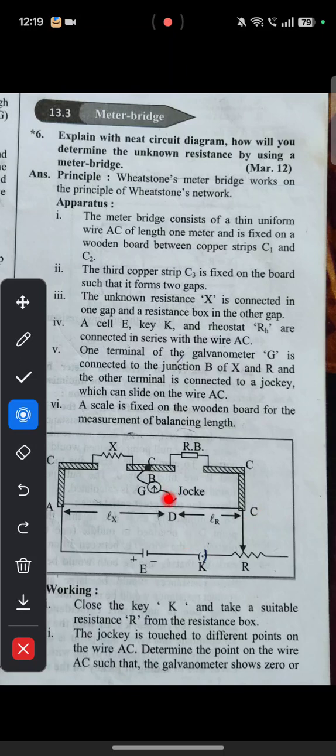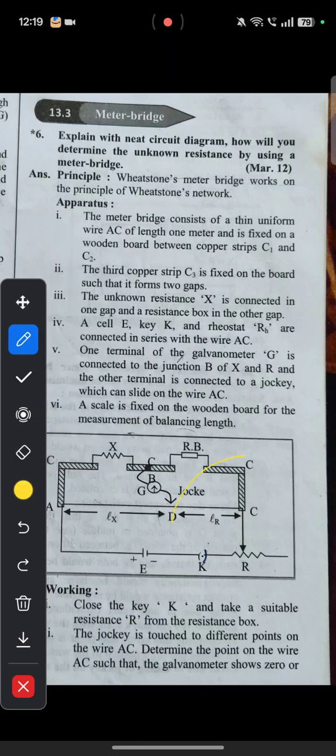So if you get the null point at around 45 centimeters, what will the value of Lx be? The value of Lx is 45 centimeters, and the total length is 100.